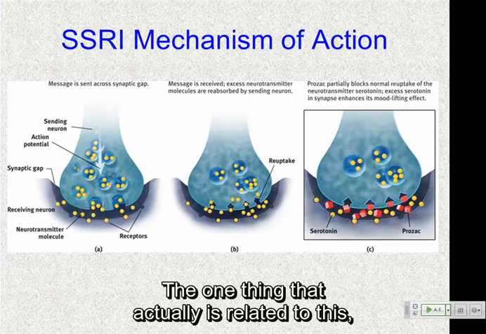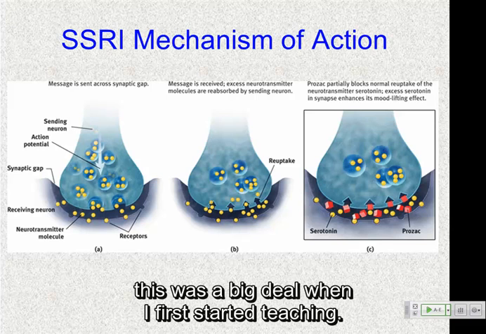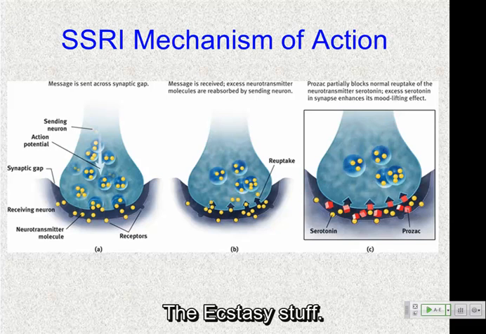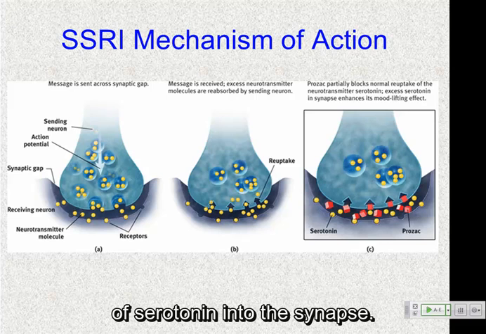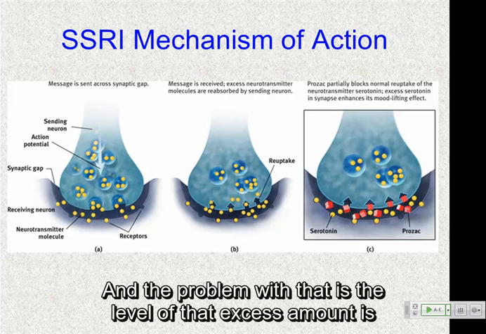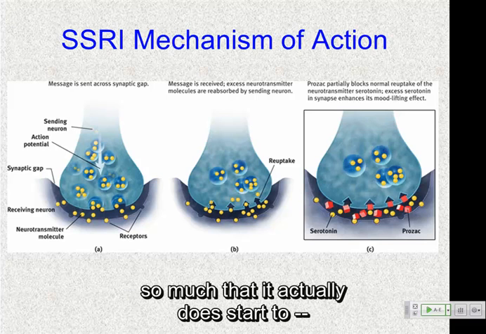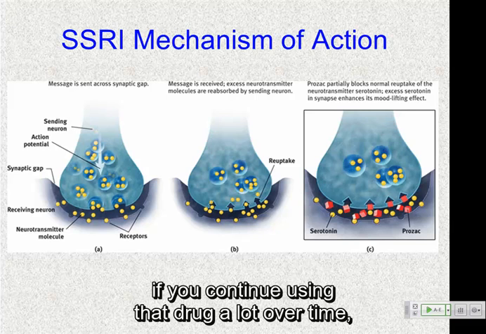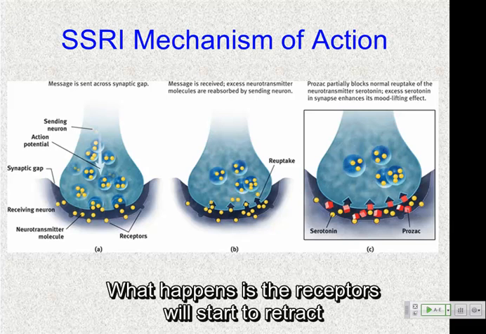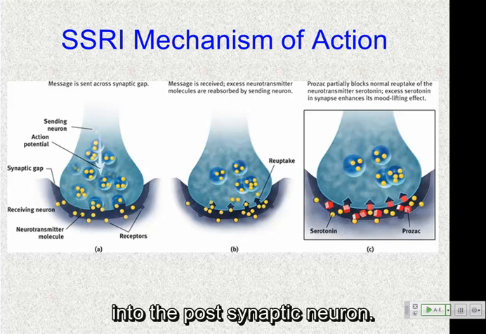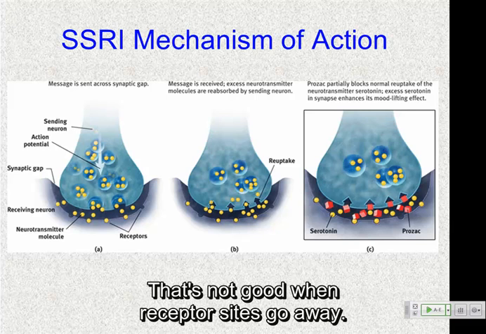The one thing that actually is related to this was a big deal when I first started teaching, the ecstasy stuff. What goes on with ecstasy is an increased release of serotonin into the synapse. And the problem with that is the level of that excess amount is so much that, if you continue using that drug a lot over time, it starts to wear out the receptor sites. What happens is the receptors will start to retract into the postsynaptic neuron. That's not good when receptor sites go away.